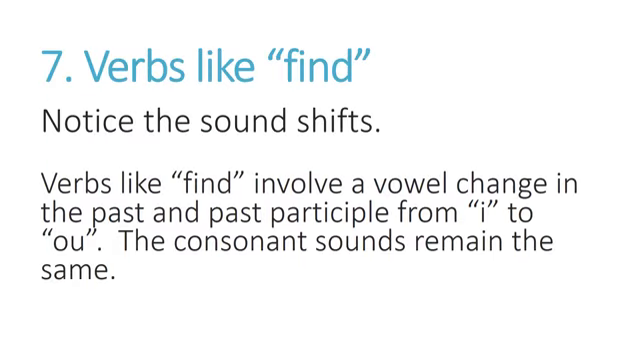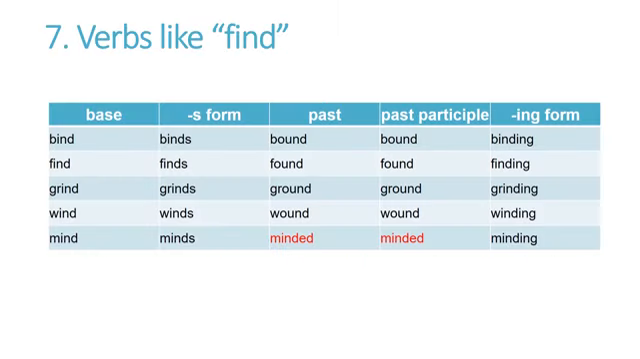With verbs like find, you'll need to pay attention again to the sound shifts. Verbs like find involve a vowel change in the past and the past participle from I to ow. The consonant sounds remain the same. Let's look at some examples. Bind, bound, bound. Find, found, found. Grind, ground, ground. Wind, wound, wound.